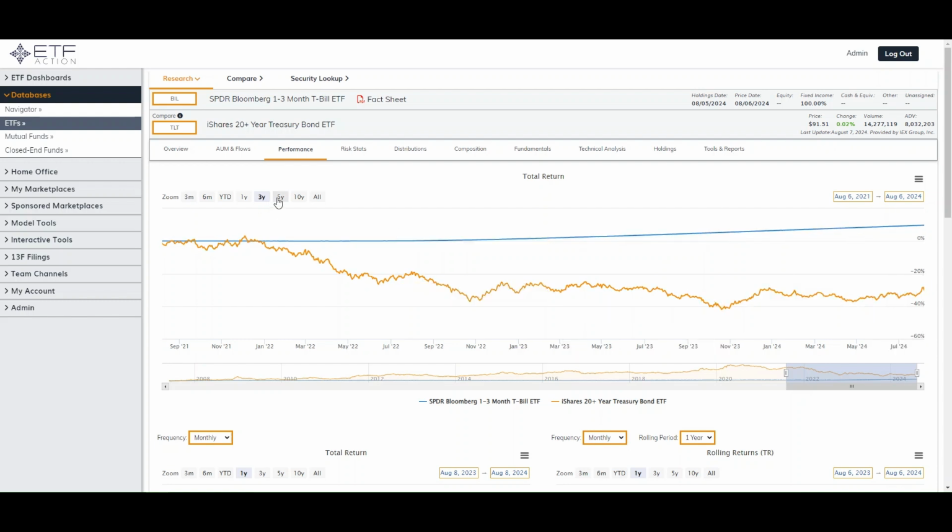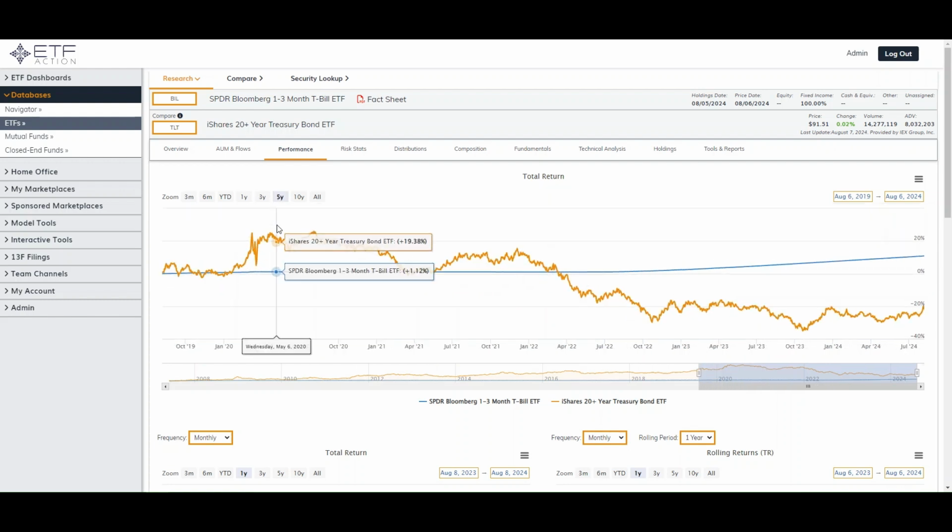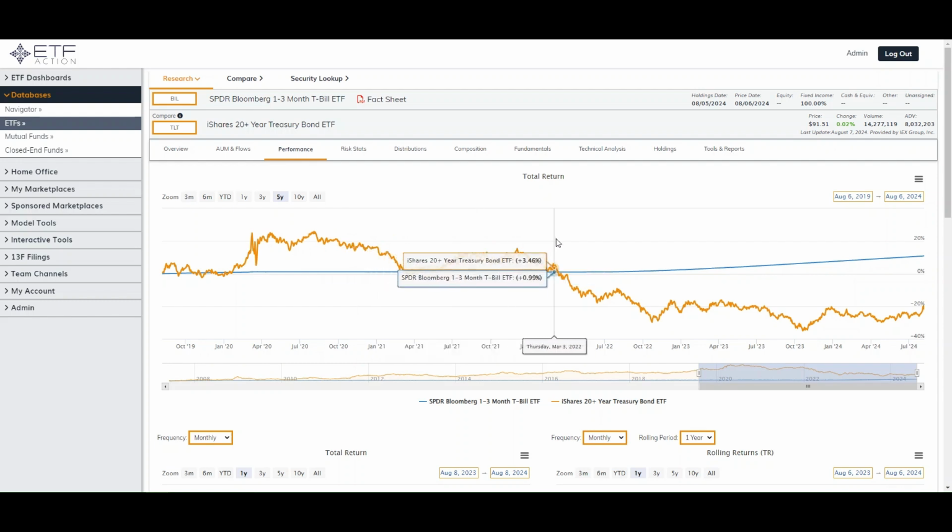Now, let's not forget the period when interest rates went to zero in March of 2020. TLT was excellent. If you held a short-term T-bill, you're essentially capturing 0 basis points in interest because rates are at zero. So TLT had a great outperformance during this period, but then you can see once inflation started going through the roof and we needed to start raising interest rates, it didn't go so well.